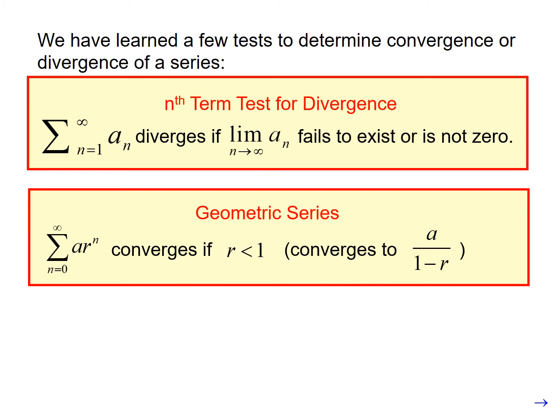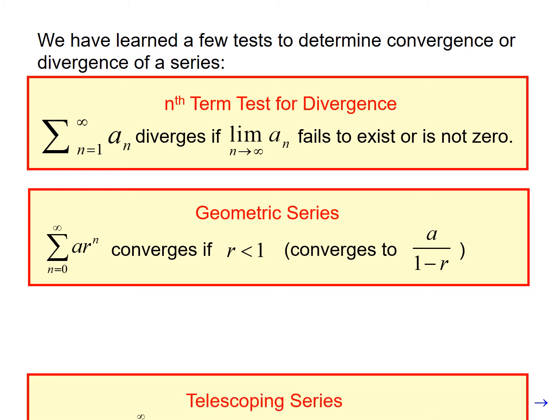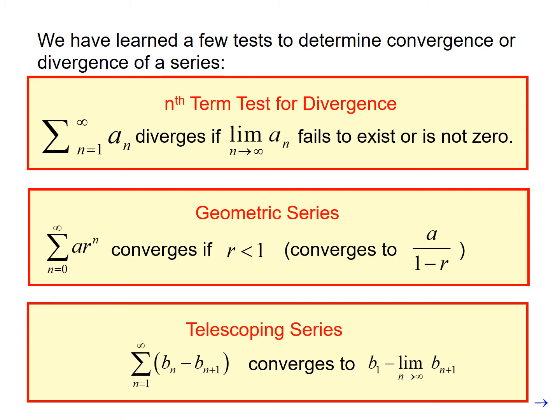So that's where the geometric series test comes in. If our series happens to be of this form, where we're multiplying each term by some common ratio r, the series converges if r is less than 1, and it converges to a over 1 minus r. We have a telescoping series. That's a special type of series where all of the terms in the middle cancel out, and that converges to the first term, b sub 1, minus the limit of b sub n plus 1.